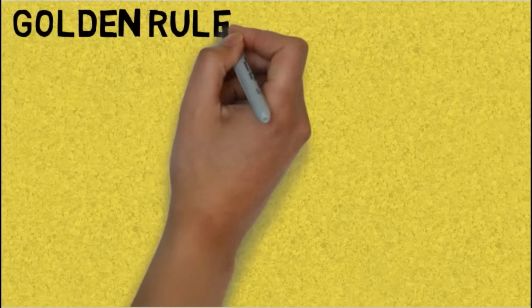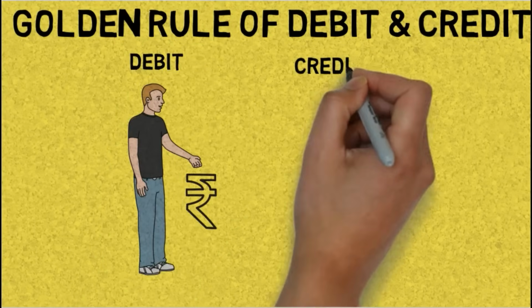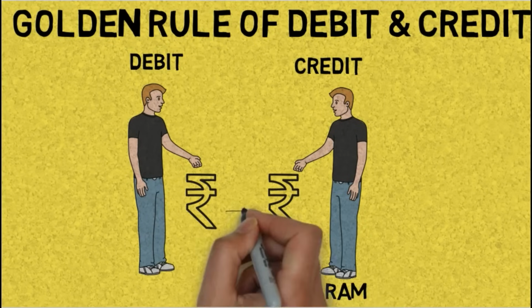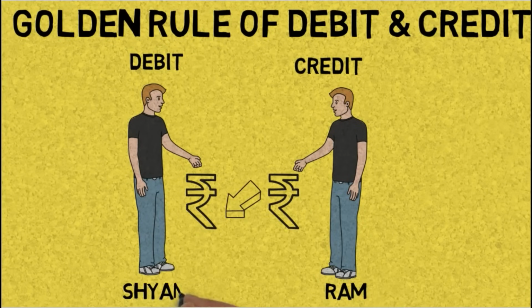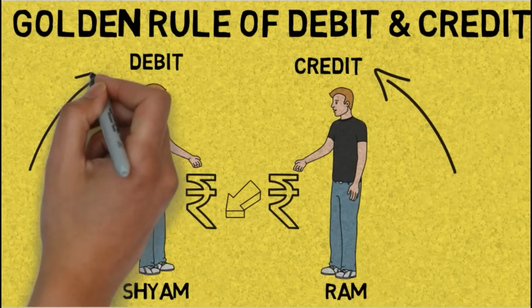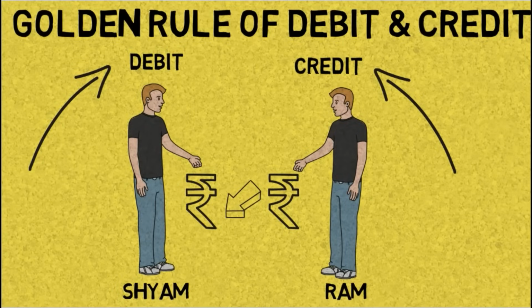Here we will apply the golden rule of debit and credit. Debit the receiver and credit the giver. Let's understand with an example. If Ram has given money to Shyam, here Ram will be credited as he is giving the money and Shyam will be debited as he is receiving the money.